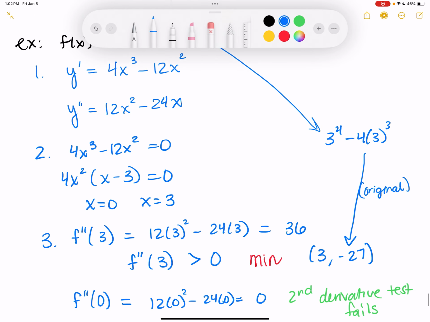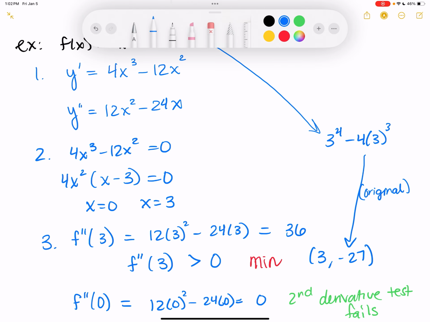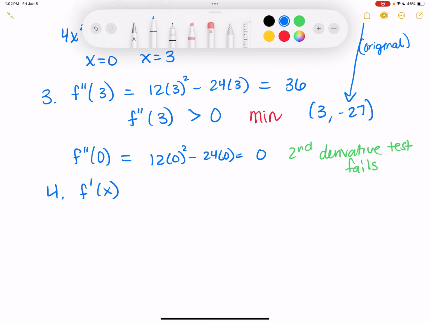If we plug in -1 here, what happens? It's negative. If we plug in +1, what happens? Negative. See, you've got to pay attention to what you're plugging stuff into. So the derivative does not change sign as x increases through 0.